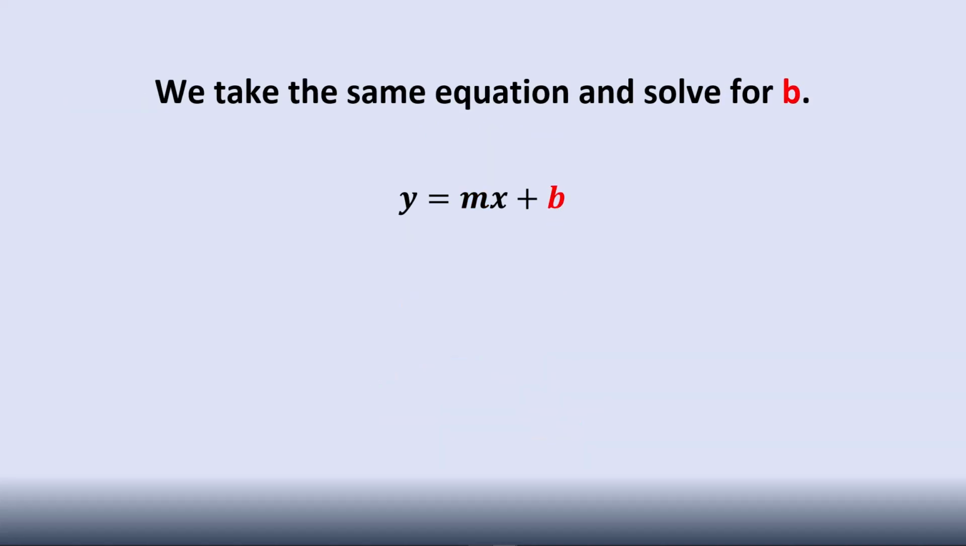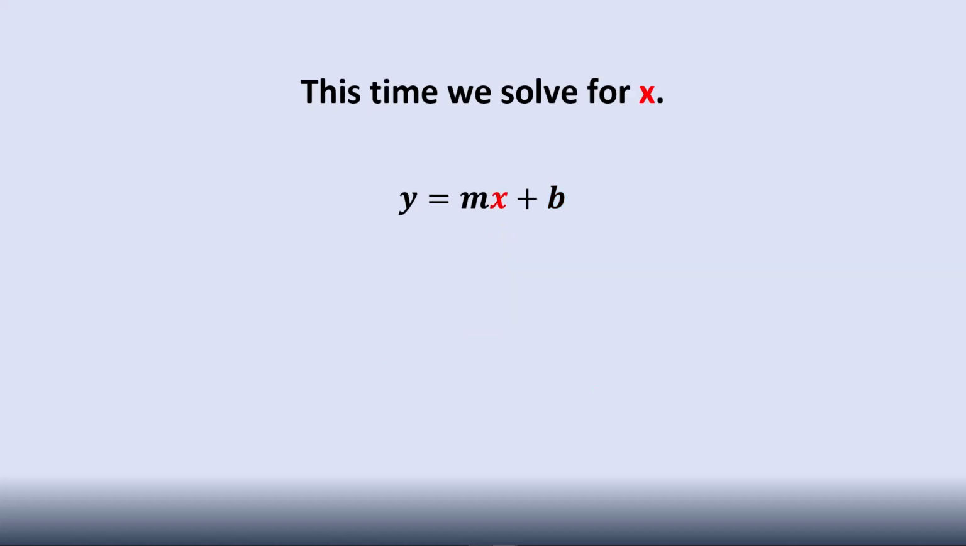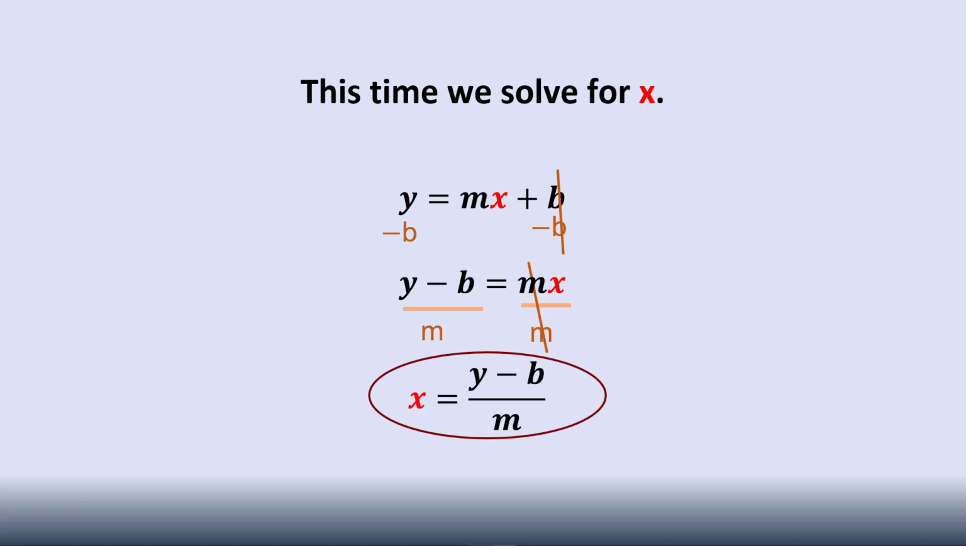The same equation is solved for b. We subtract mx from both sides, isolating b on one side, and we get b equals y minus mx. Here we solve for x, the same equation, subtract b from both sides, and we get y minus b equals mx. Divide both sides by m, and we get x equals y minus b over m.